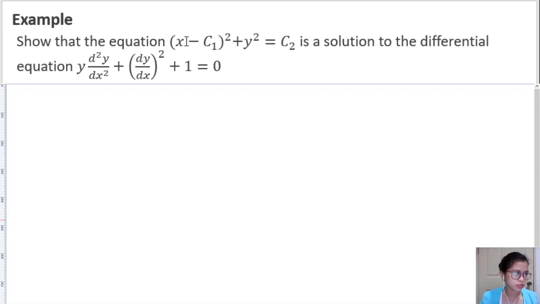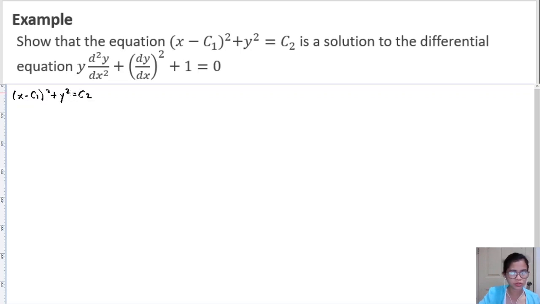We will be proving that this equation is a solution to this one. We're trying to find out if the derivatives of this differential equation will be taken out. One of the forms of the non-derivative equation will be this one. So again, we have here (x minus c1) squared plus y squared equals c2.